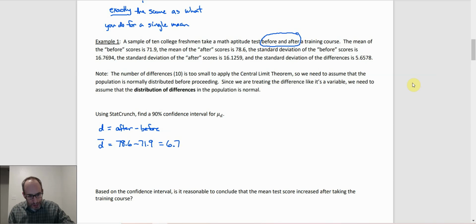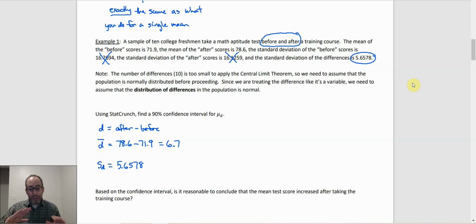Then the other thing that we need is S sub D, because this is paired data. If we look up there in the wording, there's stuff that we don't need. We need this right here, the standard deviation of the differences. So that's S sub D, the 5.6578. Those other numbers, like the standard deviation of the before scores and the after scores, we don't need them, not for what we're doing right now.